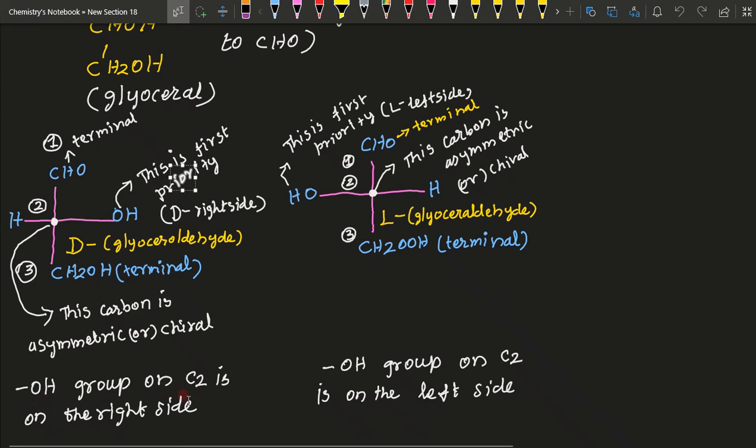Here the OH group on C2 is on the right side. C2 means this carbon is C2, the second carbon. This is the second carbon, this is the first carbon, this is the third carbon. Here the OH group on C2 is on the left side, OH at the left side for carbon 2.